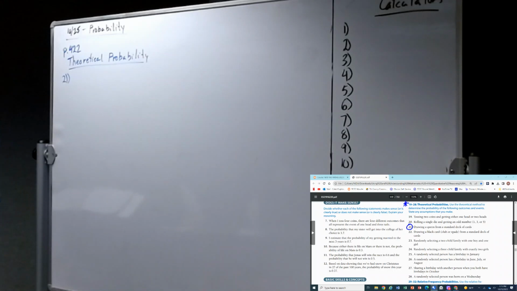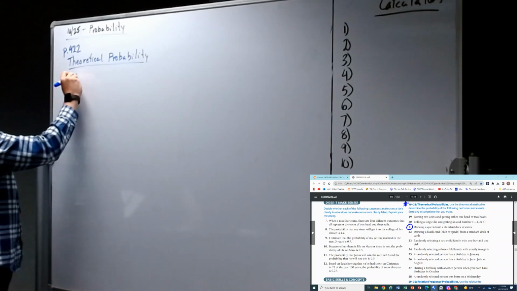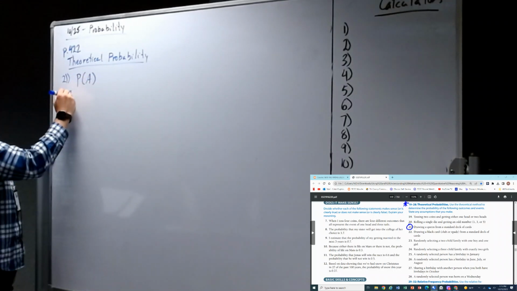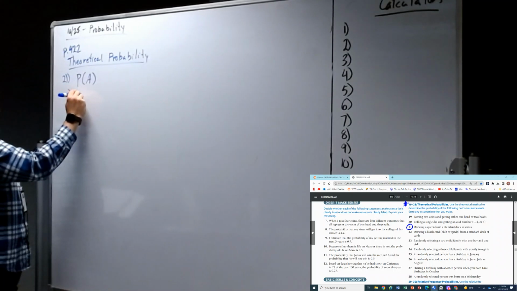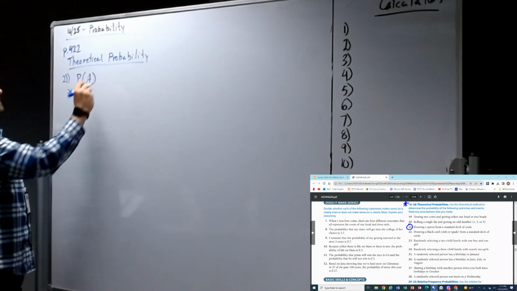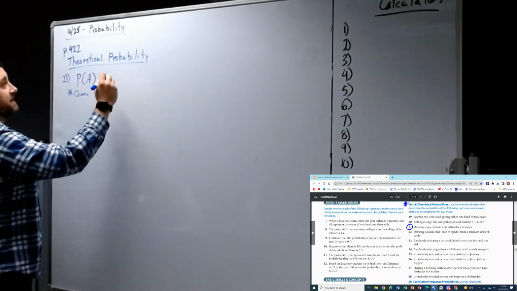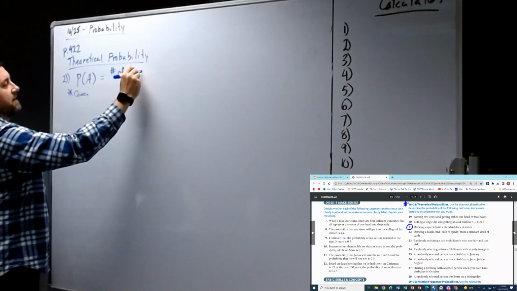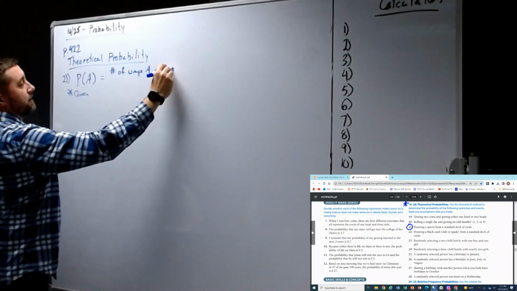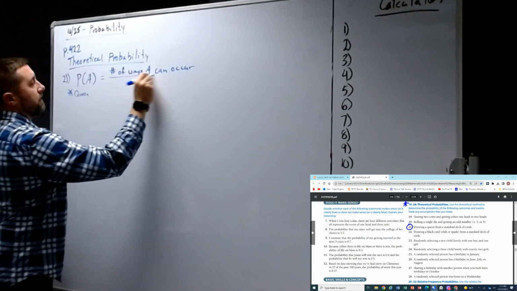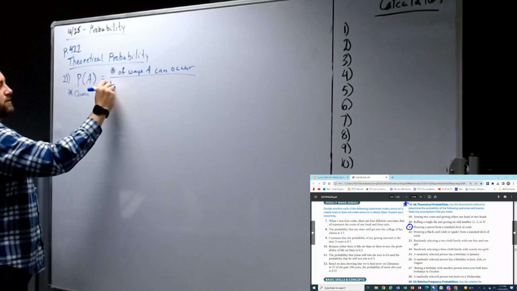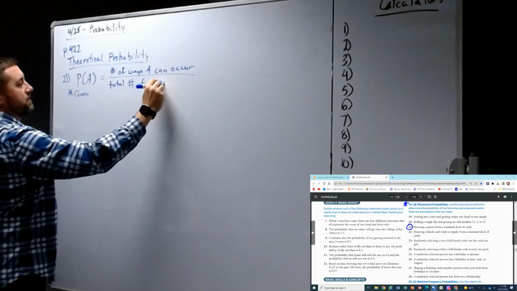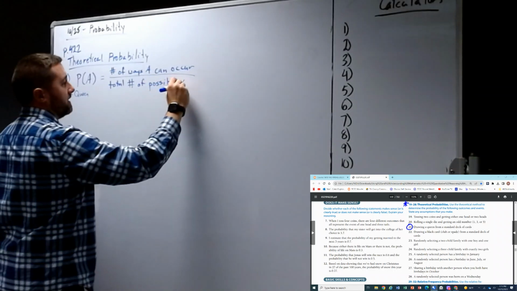Let's throw the theoretical probability formula back up here. So it's the probability of event A, which in this case is drawing a queen out. Okay? The probability of event A, and that is equal to the number of ways A can occur over the total number of possible outcomes.